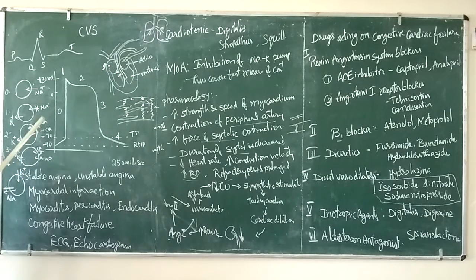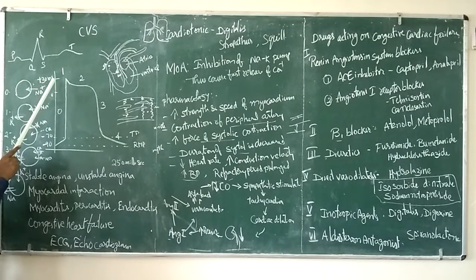Once it reaches plus 30 millivolts, there will be closing of the sodium channels and opening of the calcium channels, leading to slight repolarization. Here you can see a slight curve.